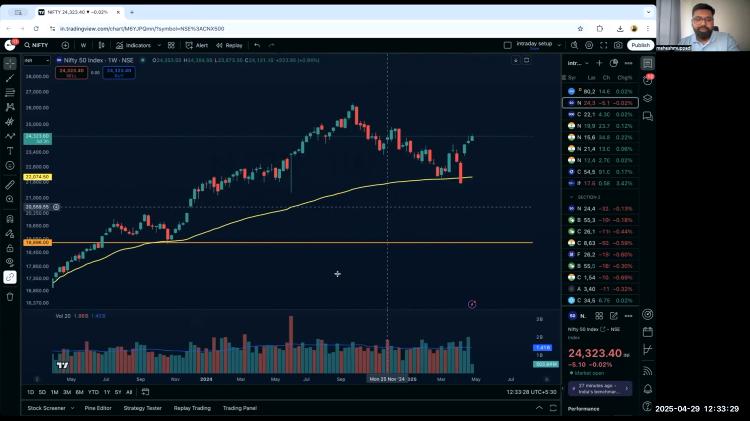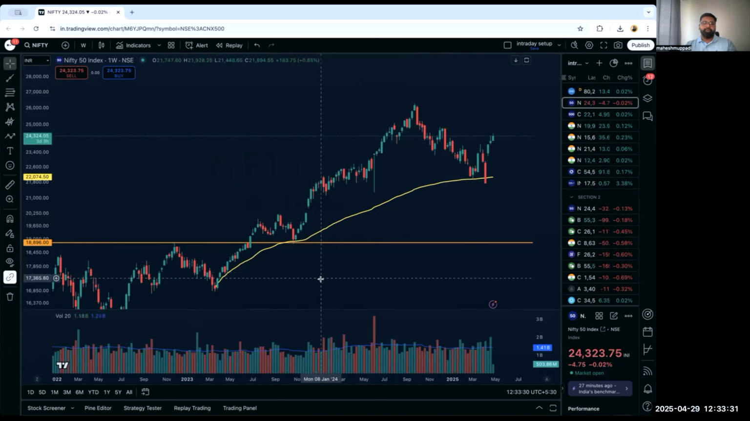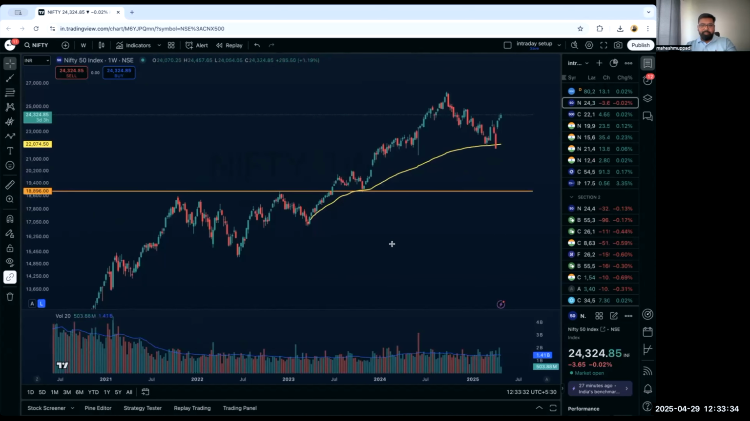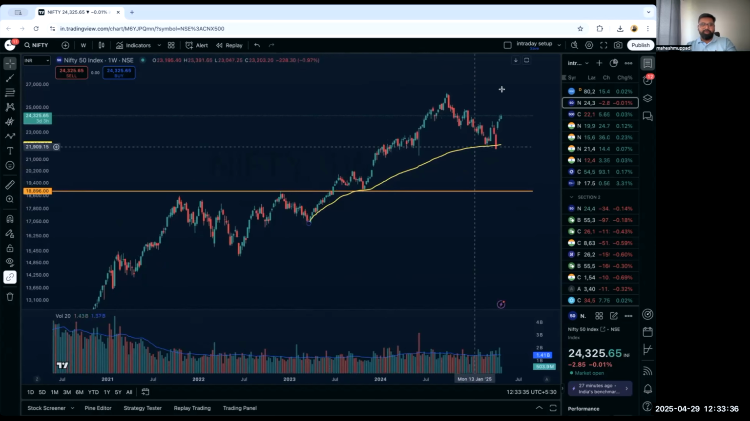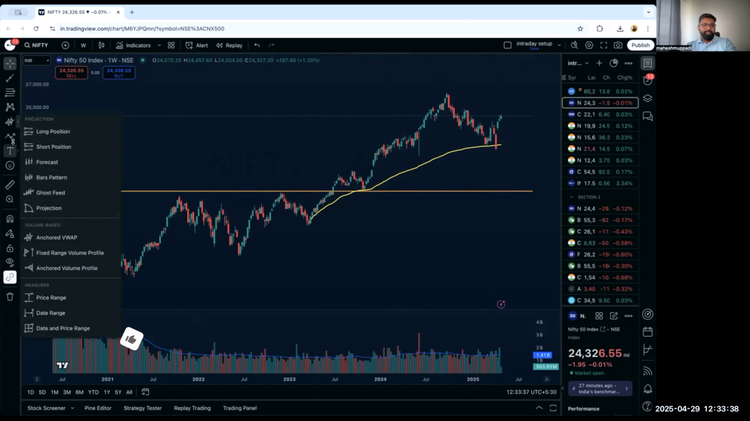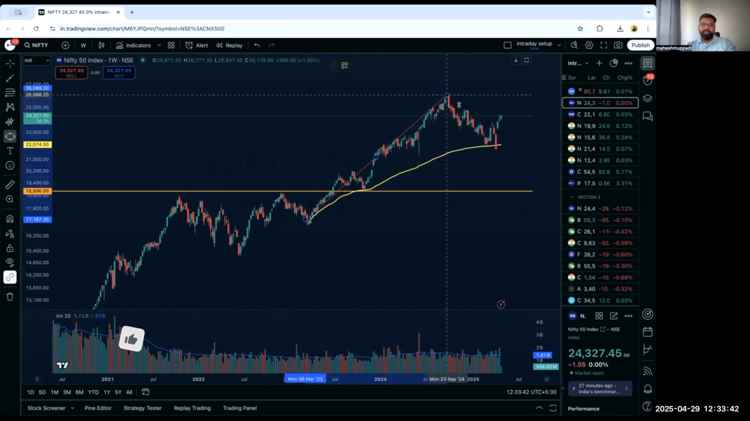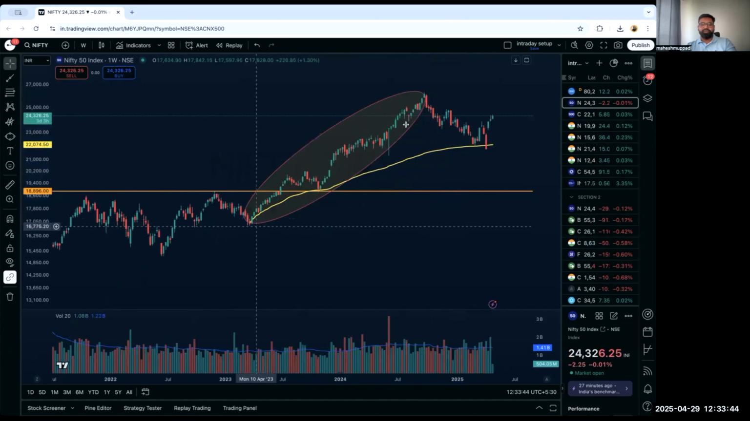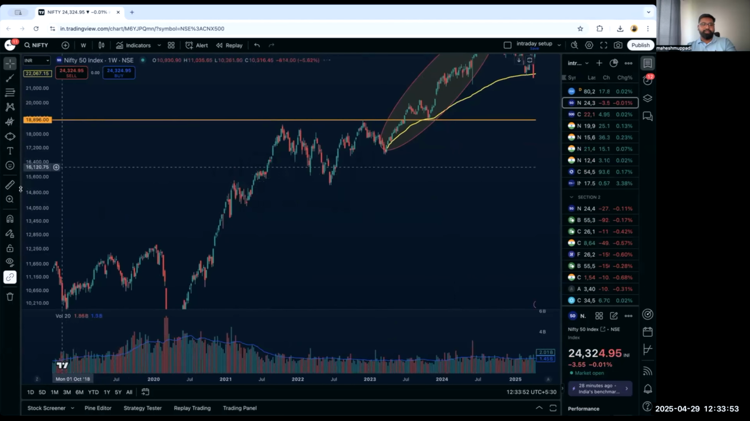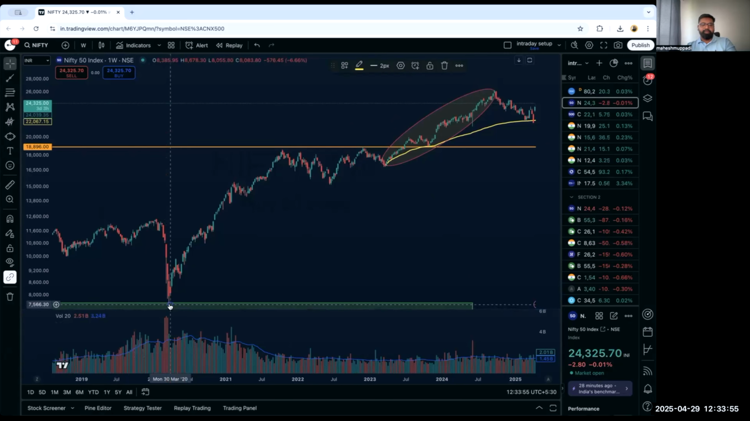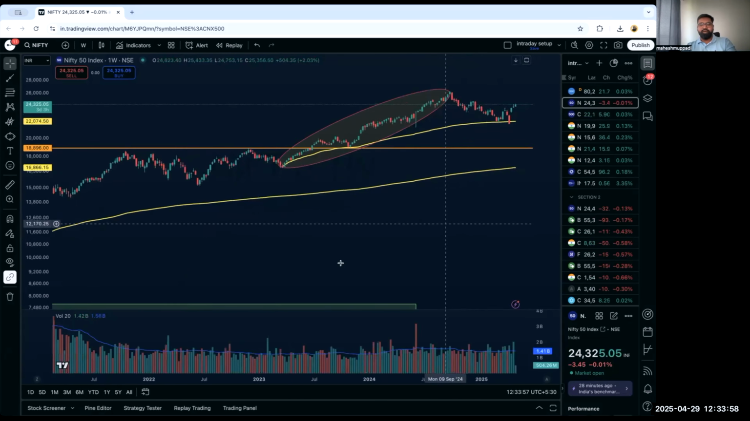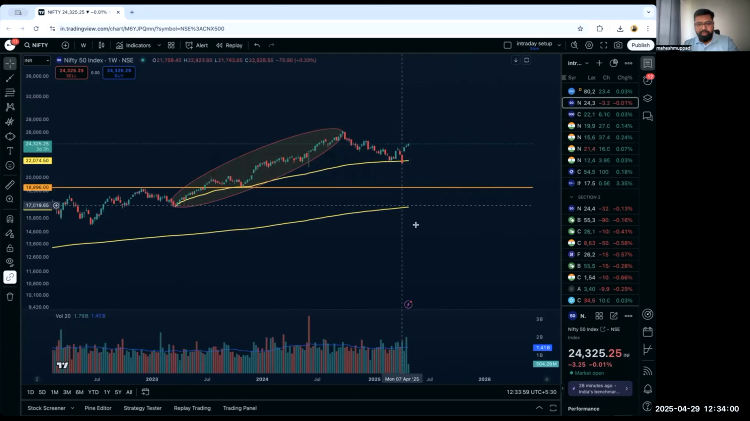How I applied the anchored VWAP is, this was the first swing. For me this was the first swing. Because this was the first swing, and then there was a correction, I applied my anchored VWAP here. If price breaks below this level, then I will apply the anchored VWAP to this level, because I will get the next support level.